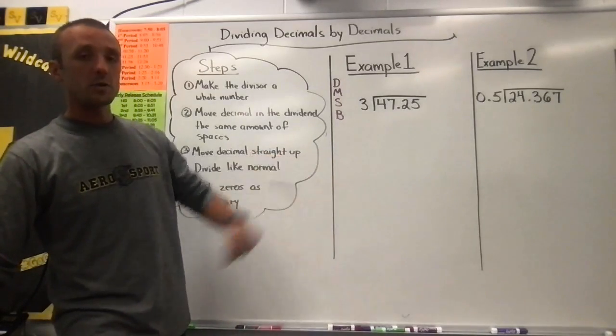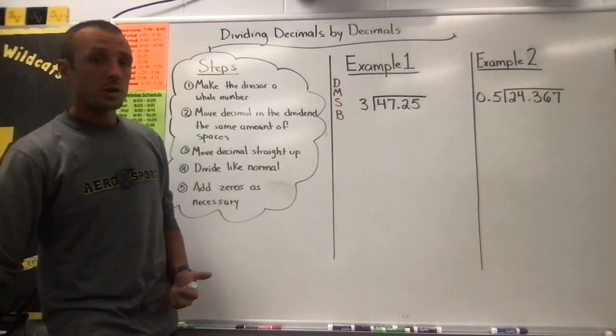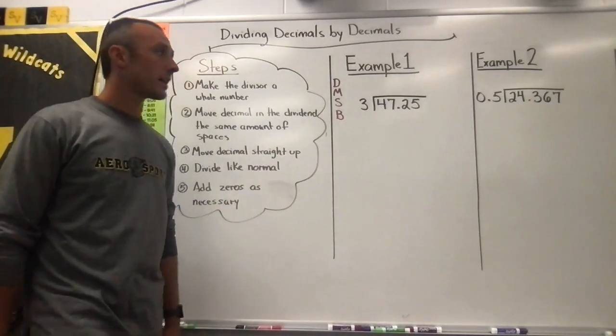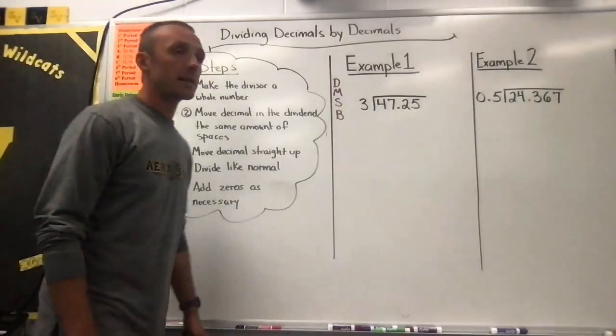So I'm going to do 3 examples with you guys today, and then I will have you work on your assignment. So example 1 says 47 and 25 hundredths divided by 3.